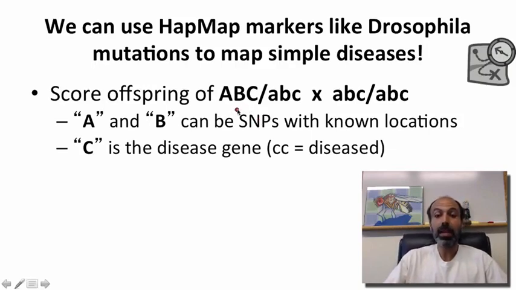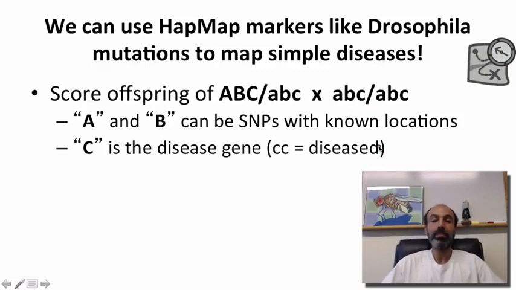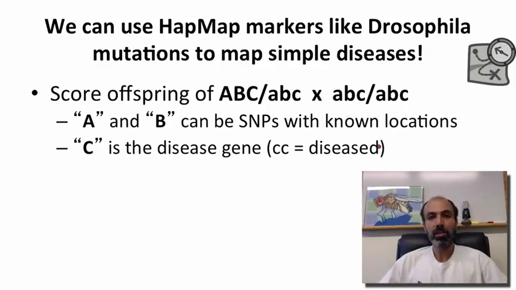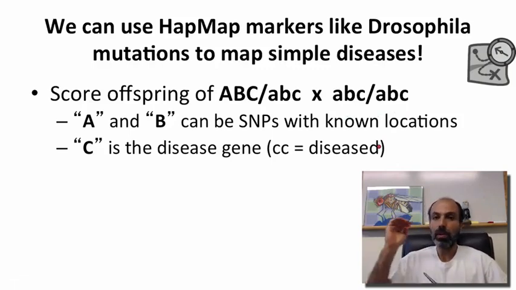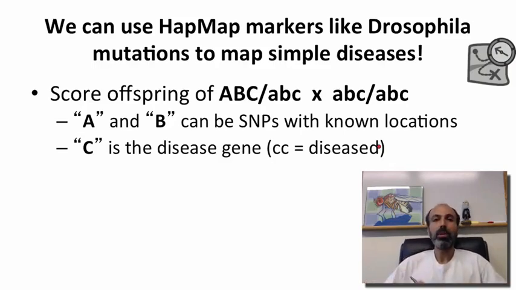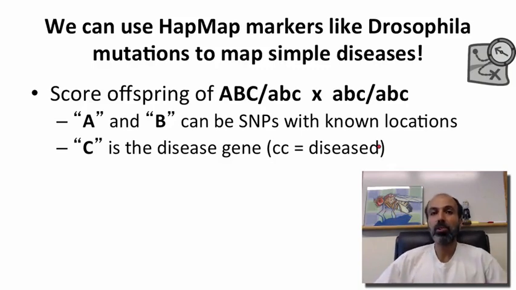And we did the case of the test cross with an individual that was heterozygous for all three, so big A, little a, big B, little b, big C, little c, crossed to somebody who is homozygous, little a, little a, little b, little b, little c, little c. Now we can imagine that A and B are SNP markers, so they necessarily have two or more alleles, and that they have a known location in the genome. Now what we can say is maybe C is the disease gene.